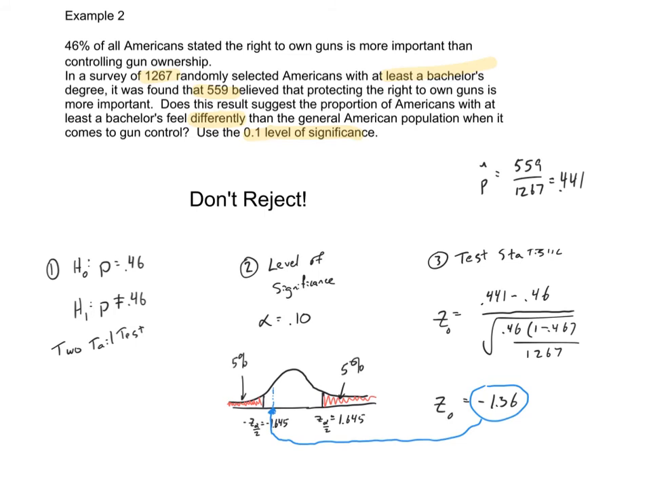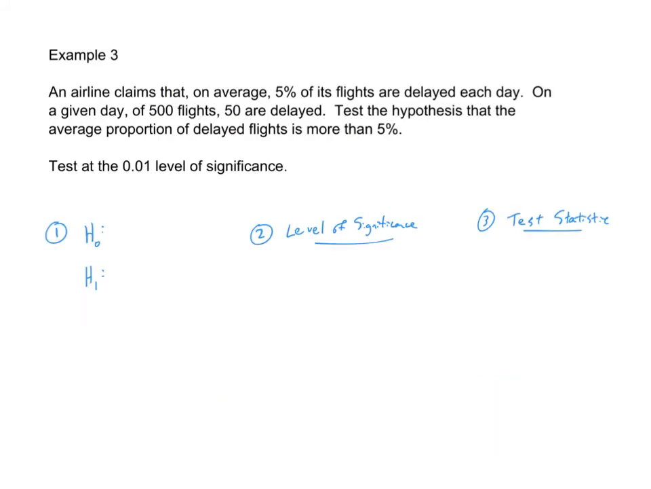There's not enough evidence to conclude that the proportion of Americans with bachelor's degrees feel differently than the general population on this topic of gun control. Okay, that's the big fancy conclusion to the problem. All right, let's go through one more example in this video before we cut it short here.